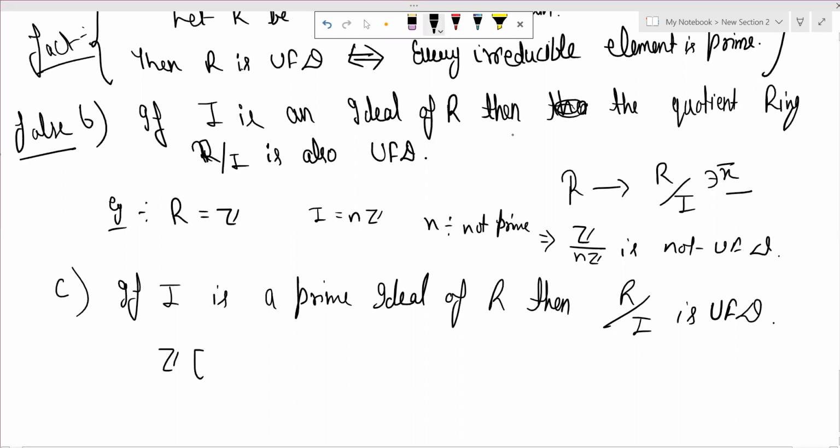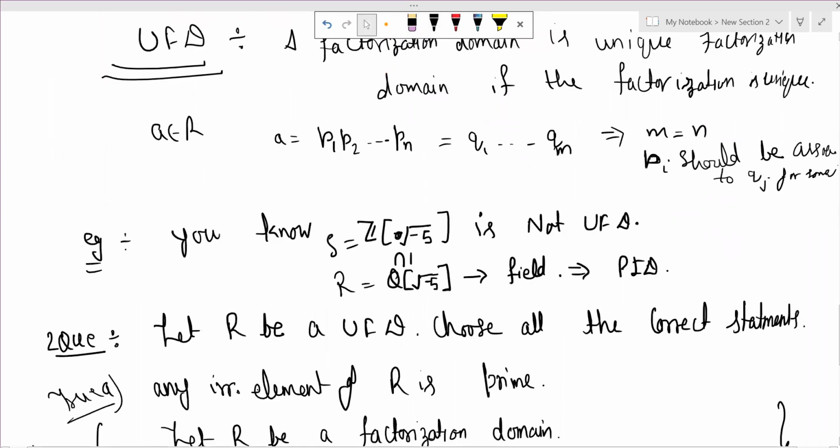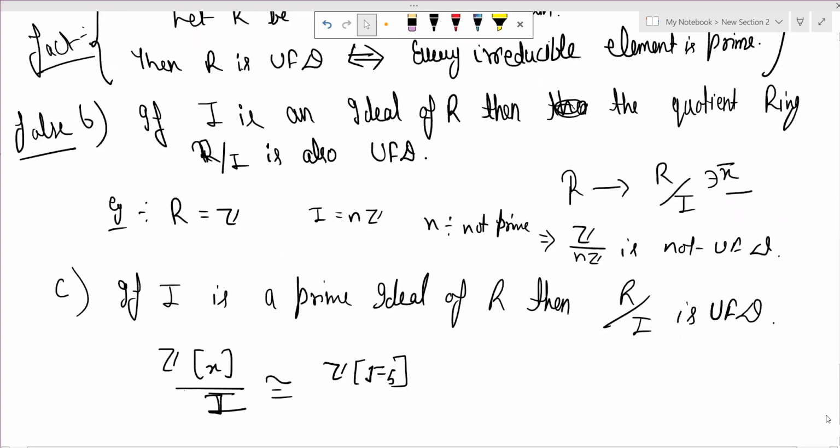In Z[X] here you have Z[root minus 5]. You have to find some ideal I such that Z[X] mod I is isomorphic to this ring. So tell me, what should be that ideal? I gave you enough hints, right? I should be a prime ideal. It will be generated by x squared plus 5. Yeah, that is correct. But how will you claim this is a prime ideal?